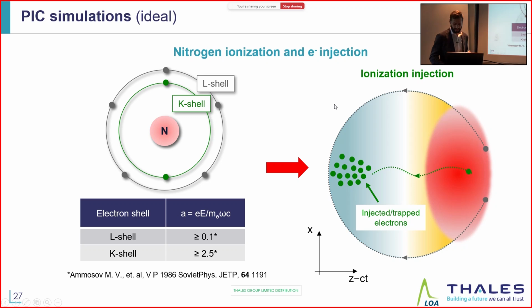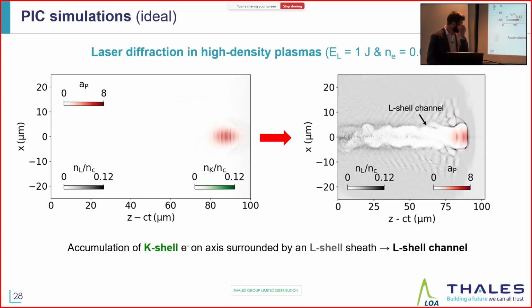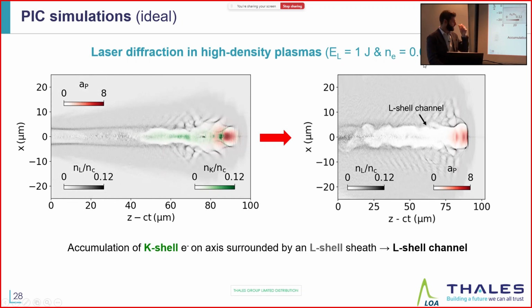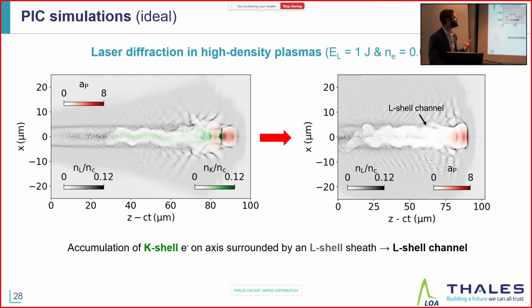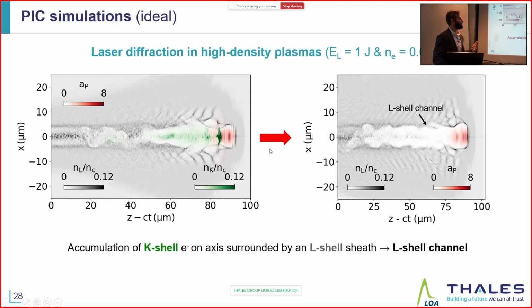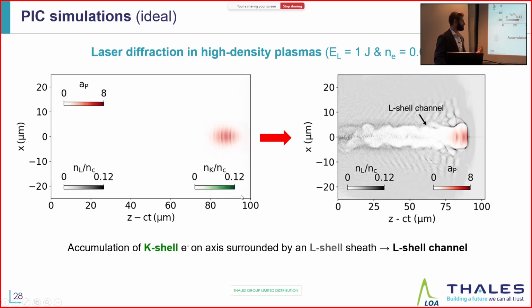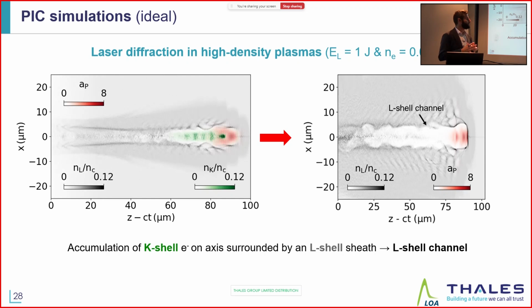Now, with that being said, this is actually the result. It is one example of a simulation I performed, again in the idealized case, using a 1 joule laser pulse and 3% of the critical plasma density. The colors are coherent with the previous slide. The red color map is the laser pulse, green is K-shell electrons, gray is L-shell electrons. And what's happening is very, very interesting and, to an extent, also unexpected.